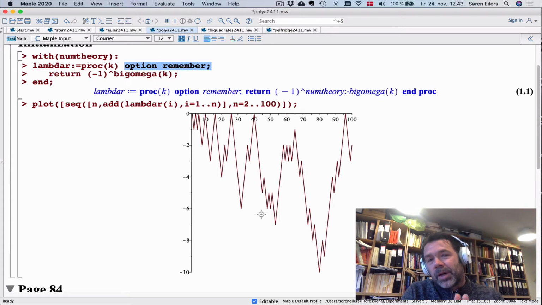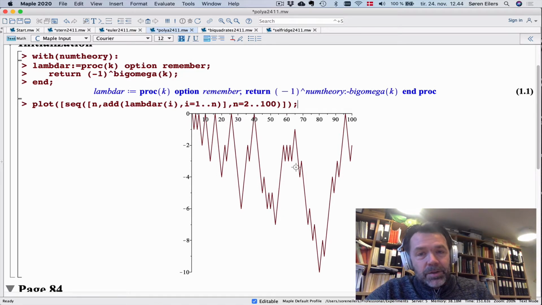And those numbers are sums of more or less the same sequence of ones and minus ones. So I'm putting in option remember not to make a recursive call, but simply to make sure that once this number has been computed, it's stored, so I don't have to do it again. That's not super efficient. I could do much better, but it's very easy to code. And when I do it this way, the first thing we notice is that all the values that we see are not positive.